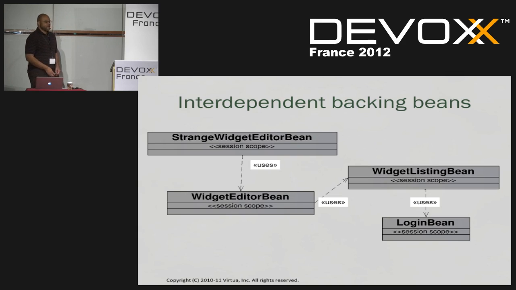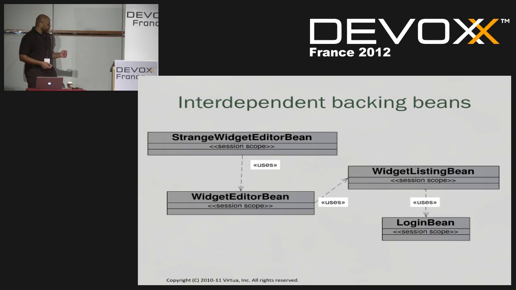Okay. So a backing bean is essentially a controller, right? And usually a controller's interface is directly to the page, right? Or the user, however it may be, right? The controller's interface is not really geared towards other controllers, okay? And that's basically the problem with the interdependent backing bean anti-pattern.